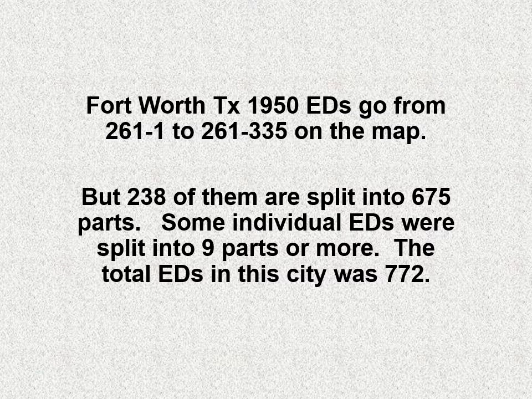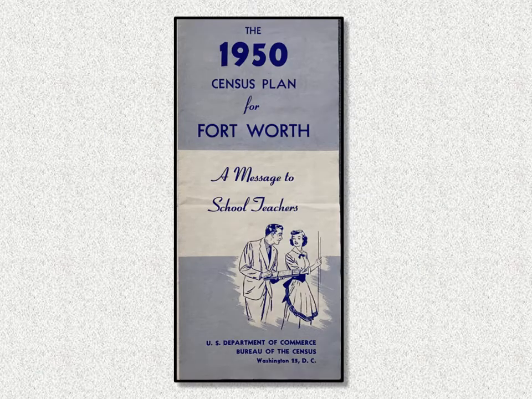And so the total EDs in this city was 772. So if you were to enter a number that had been split without adding the A, B, and C, the program that you're entering the number into might say no such ED. I think the reason they wanted so many splits was because Fort Worth had a program, and the program, I understand, was in other parts of the U.S., where they wanted school teachers to be enumerators to see whether they got a better product. So this is a possibility of why Fort Worth has so many splits.